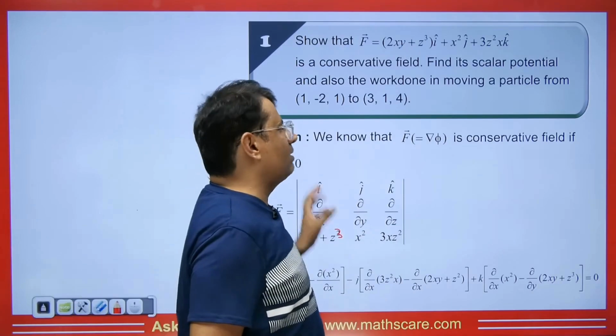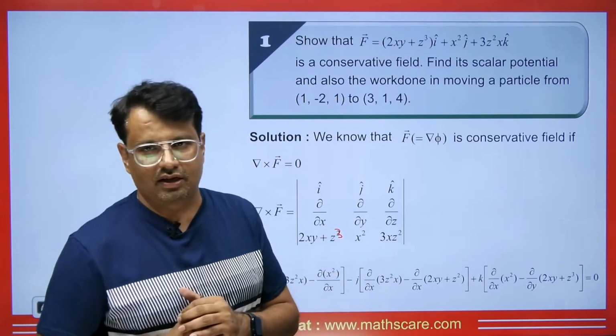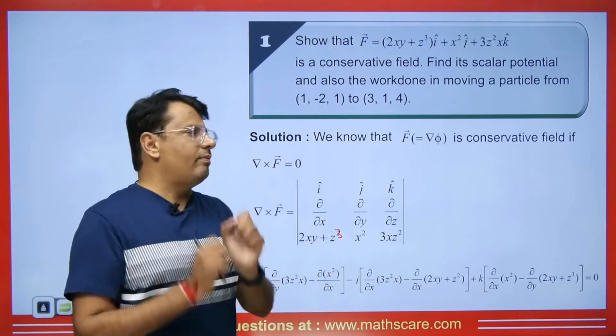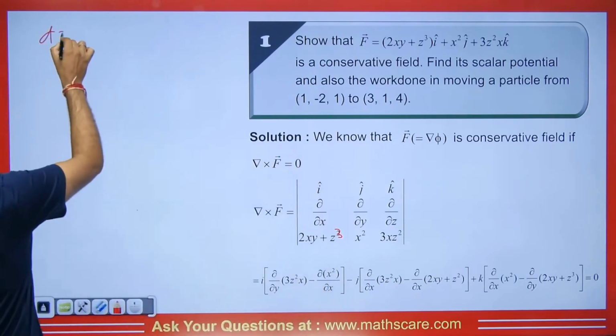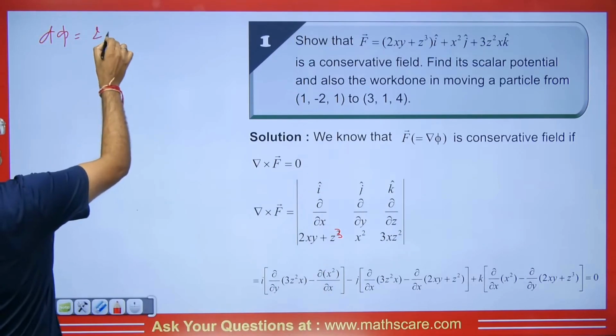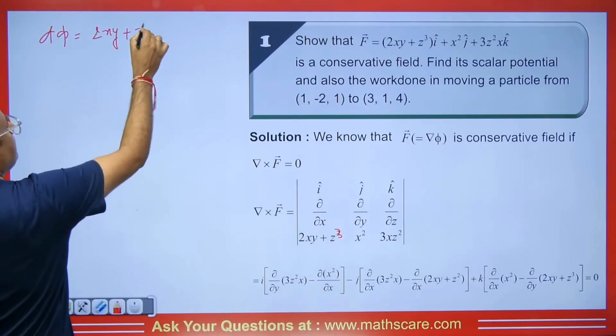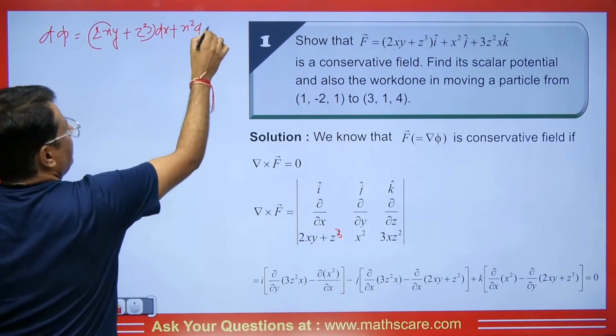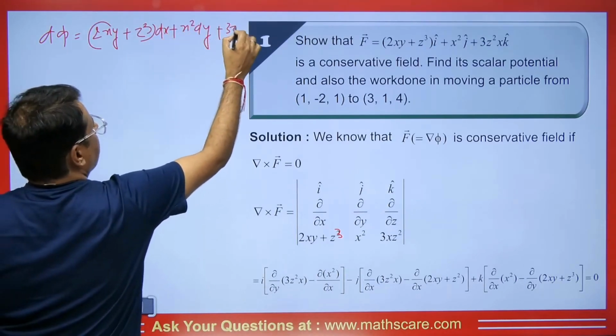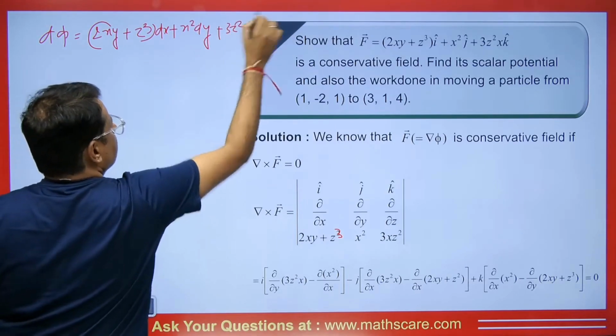We got 0. This means that it is a conservative vector field, or it is irrotational, right? What we need to do is find its scalar potential. For the scalar potential, wherever there is F, put d phi there. And students, here it will be 2xy plus z cube. Wherever there is i, put dx there. And wherever there is j, put dy there. And wherever there is k, put dz there, right?